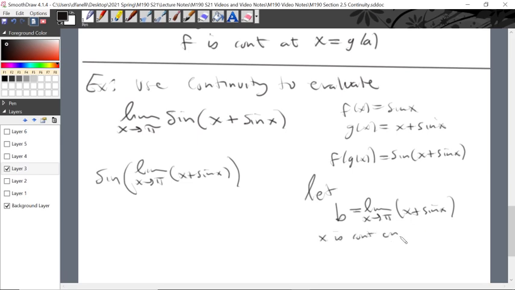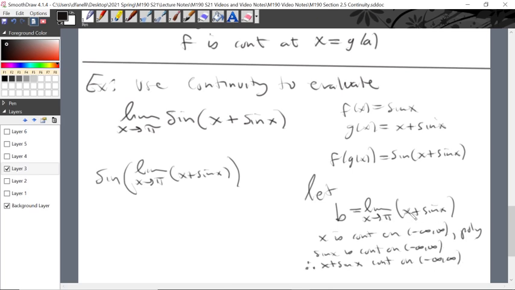a polynomial, so x is continuous on negative infinity to positive infinity because it is a polynomial. And we have sine of x, which is also continuous on negative infinity to positive infinity because it's a type of trig function, and that's its domain. The domain of the sine function is all real numbers. Therefore, we have the sum of two functions that are continuous on all real numbers. So I'd say therefore x plus the sine of x is also continuous on negative infinity to positive infinity.